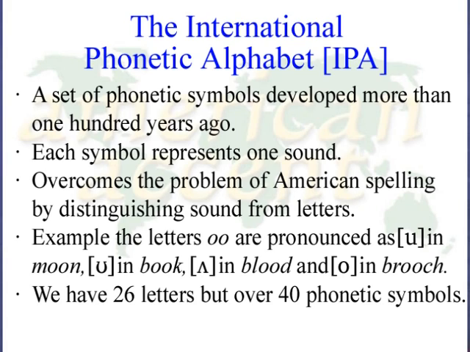Let me show you an example of how the phonetic system can be helpful. Here on this slide, you'll see two letters, O-O. Well, those two letters can be pronounced 4 different ways. They can be pronounced oo as in moon, as in book, as in blood, and O as in brooch. 4 different sounds for the same 2-letter spelling combination. But if you know the symbol, you can use that to get the right sound.